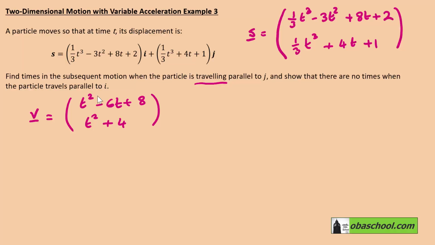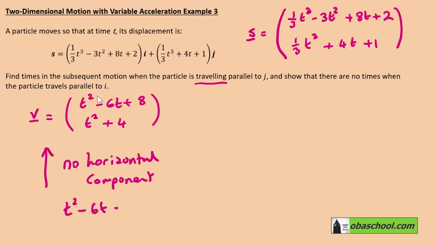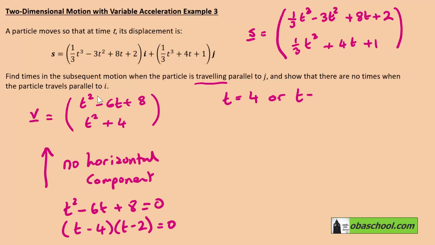Now, travelling parallel to j means travelling vertically, and that means we have no horizontal component of velocity, and that means that t squared minus 6t plus 8 is equal to 0, which is (t minus 4)(t minus 2) equal to 0, giving me t is equal to 4, or t is equal to 2.